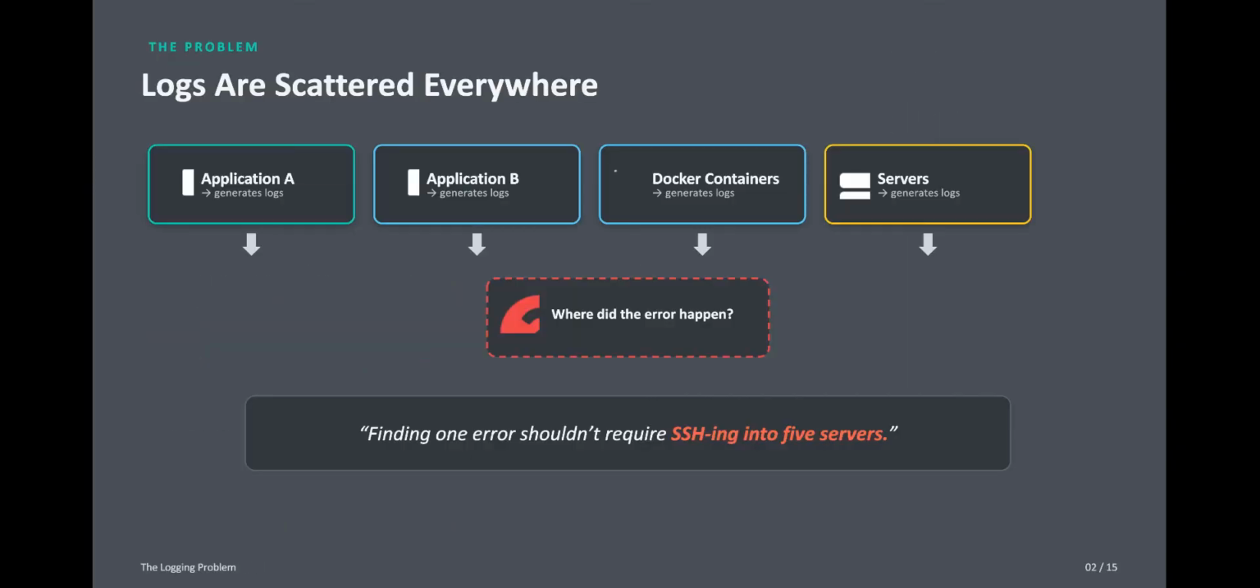In real-world environments, logs are scattered across multiple applications, containers, and servers. When any error happens, engineers may need to SSH into multiple machines and search different files to find one error. That shouldn't require checking different servers. This is the problem centralized logging solves.